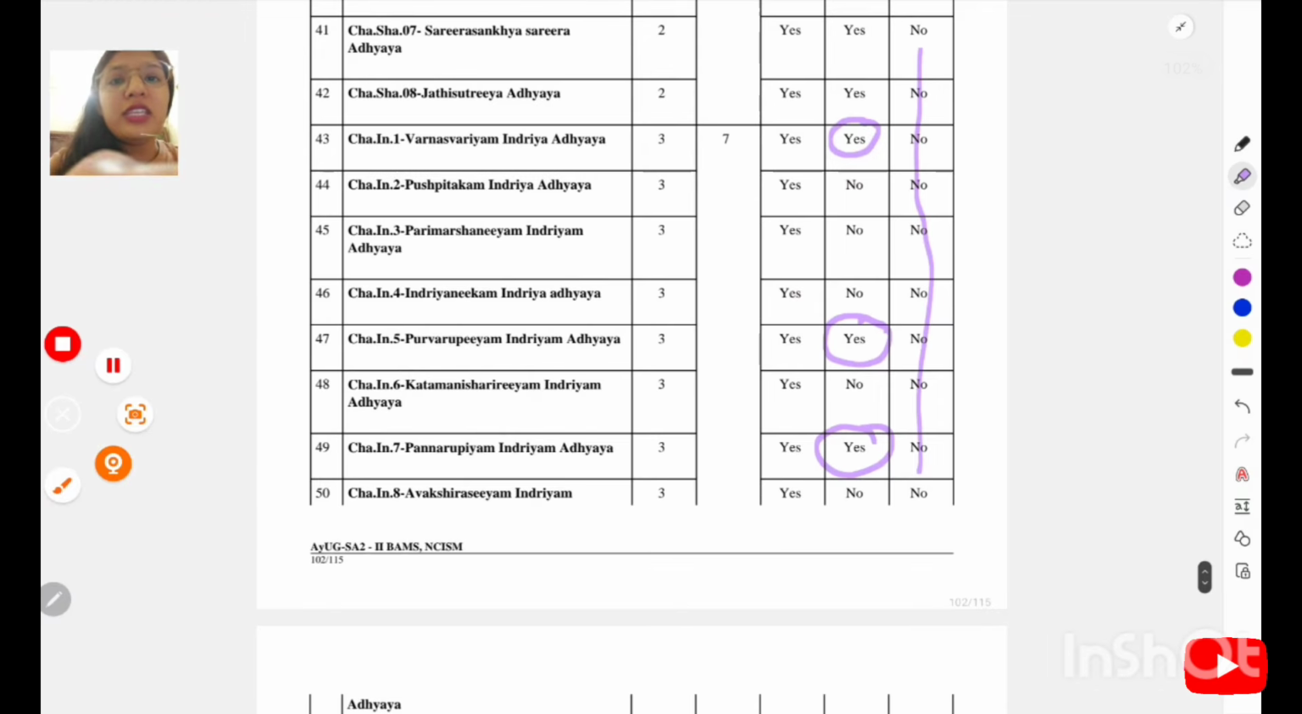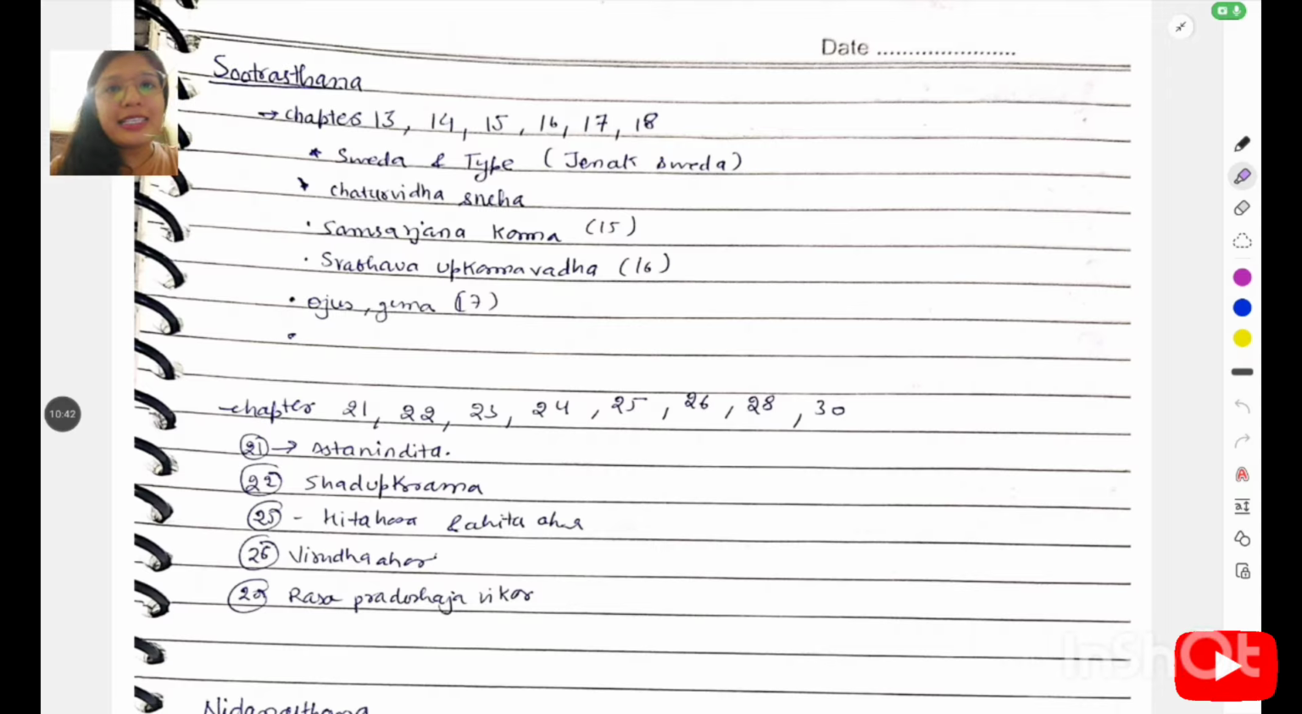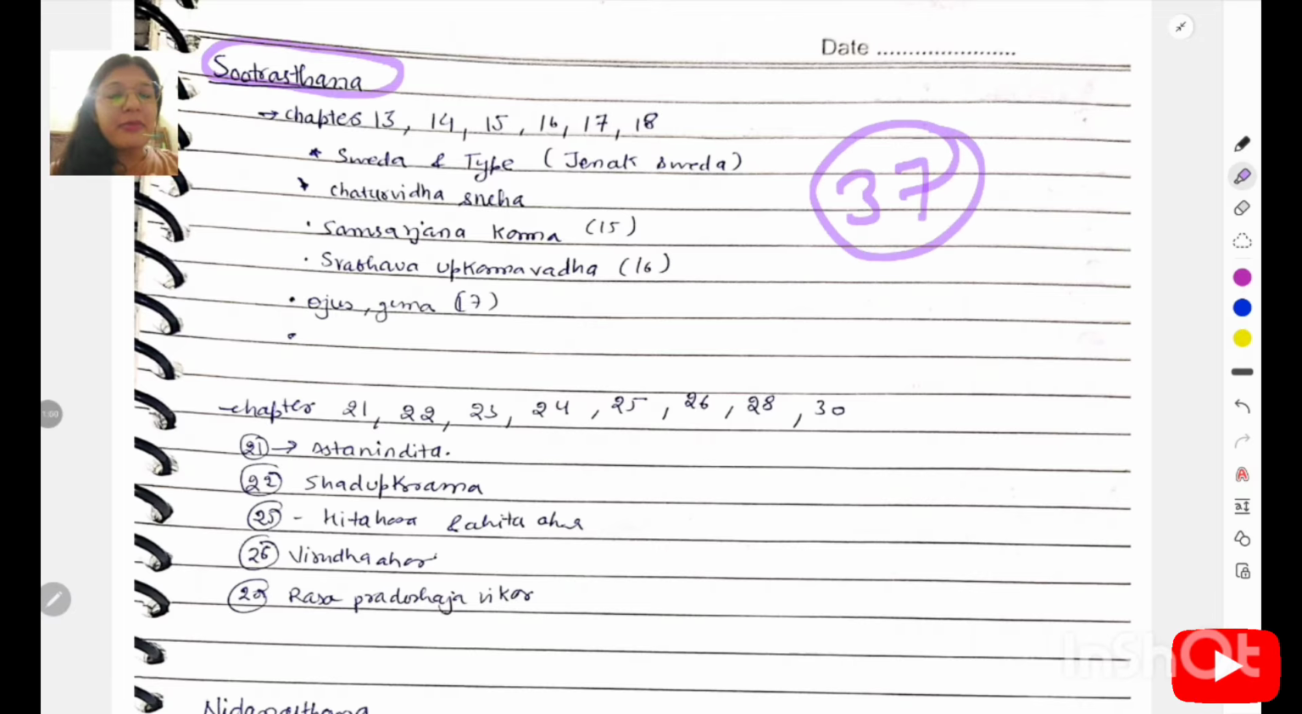Next, the next important point of our video is this list I am talking about in the whole video. So how you can decode this list, I am telling you. For example, if we talk about Sutrasthana, in Sutrasthana there are 30 chapters, and it is coming for 37 marks. There are 2 LAQ of 10 marks, and SAQ as well, and maximum MCQ is coming from this portion.